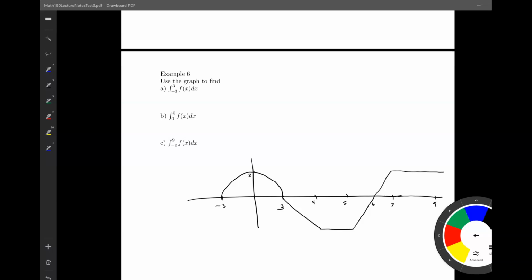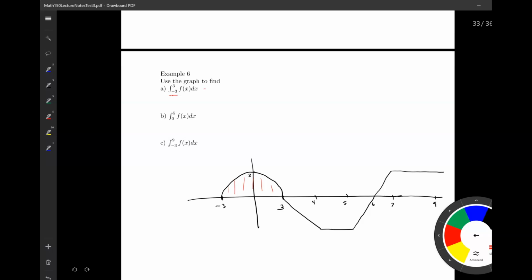All right, so let's take a moment and look at the graph here. So this here is a semicircle between -3 and 3. And then I've got lines. Okay, so let's go figure out the area between -3 and 3. So between -3 and 3, I'm talking about this area here.